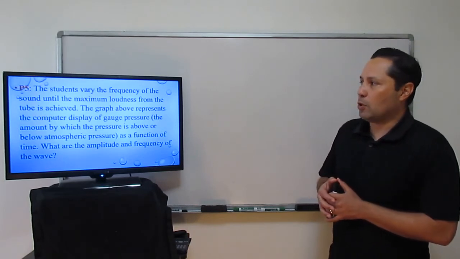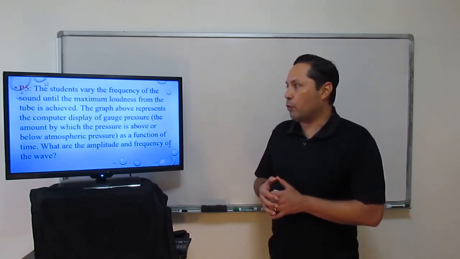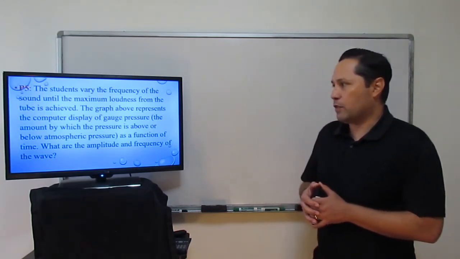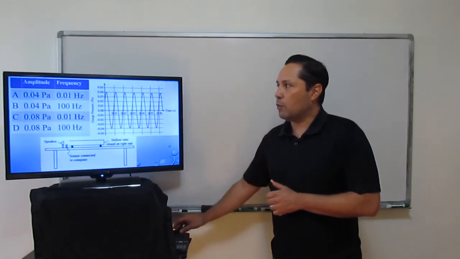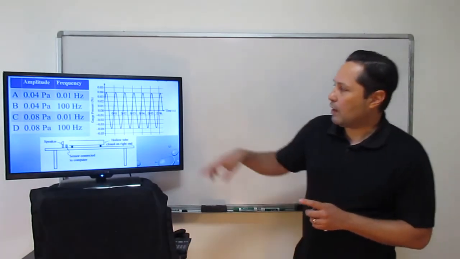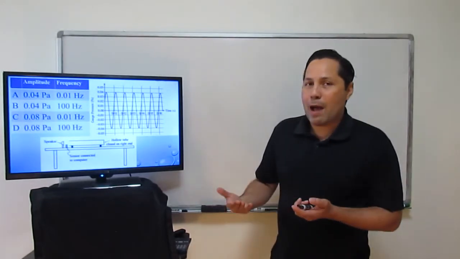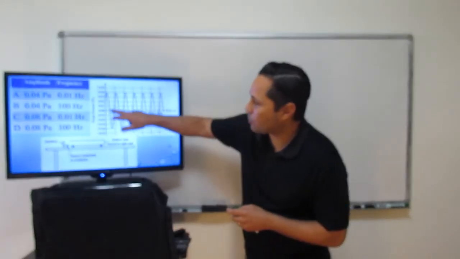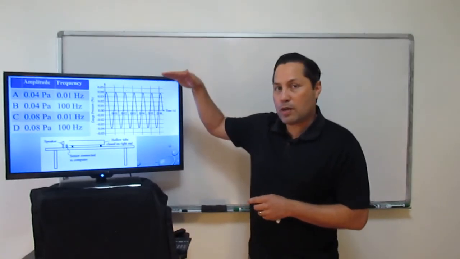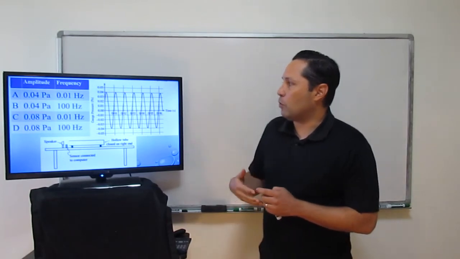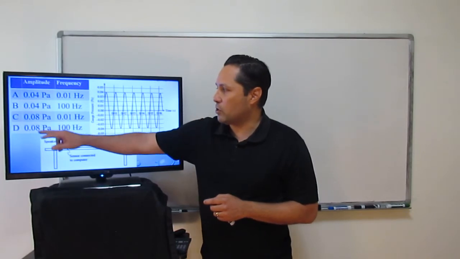The graph above represents a computer display of gauge pressure, the amount by which the pressure is above or below the atmospheric pressure as a function of time. What is the amplitude and frequency of the wave? Alright, and we're given all of this. Now here we have the equilibrium point right down the middle at 0. And they want to know the amplitude. So notice the amplitude pressures in pascals is going to go all the way to 0.04. So it is from the center point up to the crest of each of the waves. So our amplitude is going to be 0.04. So it's either A or B, definitely not C or D.